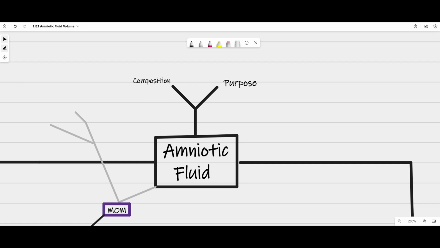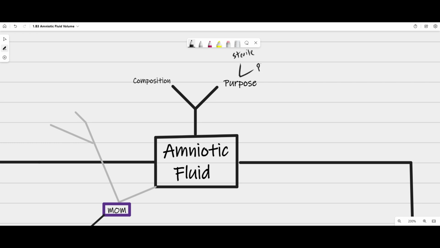Hello, in this video we're going to talk about amniotic fluid. So first up, what is its purpose? Well, it's got two big ones, one being creating a sterile environment. So we want a clean area where this baby can grow and not worry about catching any type of infections.